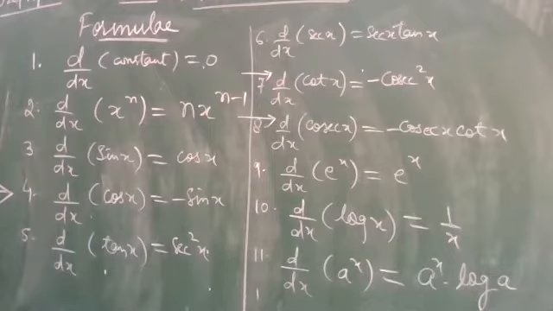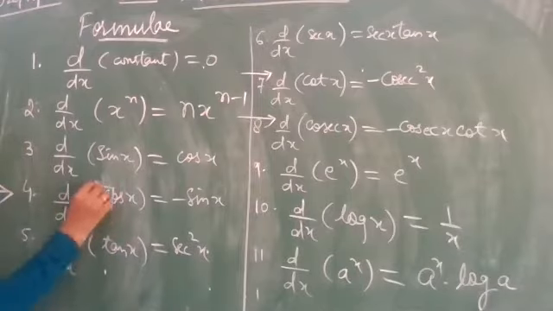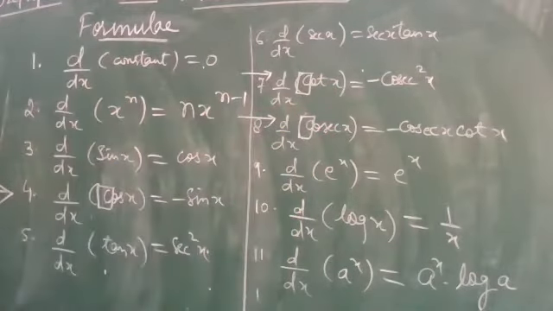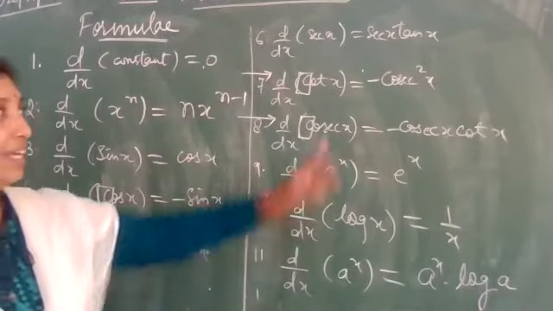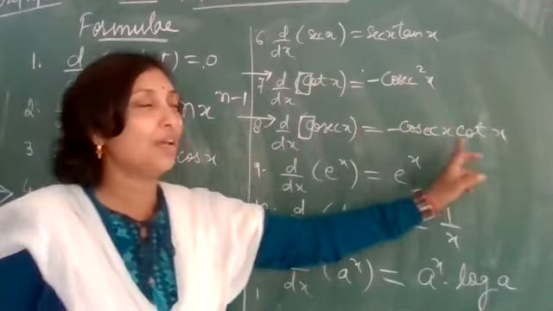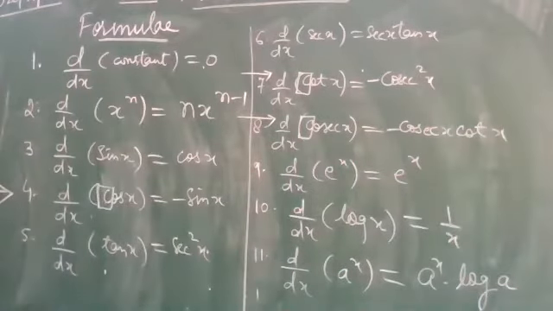Just for remembering, I want to give you a relation. Wherever we are having C, that is cos, cot, cosec, the derivative is negative. C always negative. So you can remember it by that. Will you remember? C always negative. Derivative of cos x is minus sin x. Derivative of cot x is minus cosec square x. Derivative of cosec x is minus cosec x cot x. Okay.